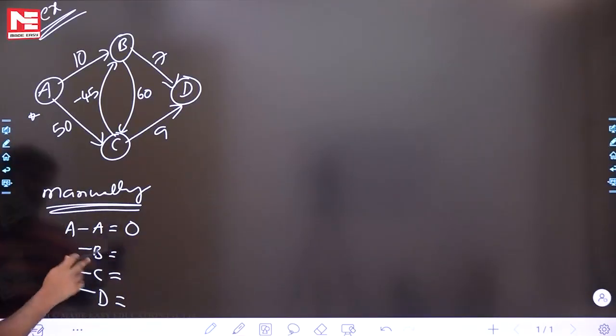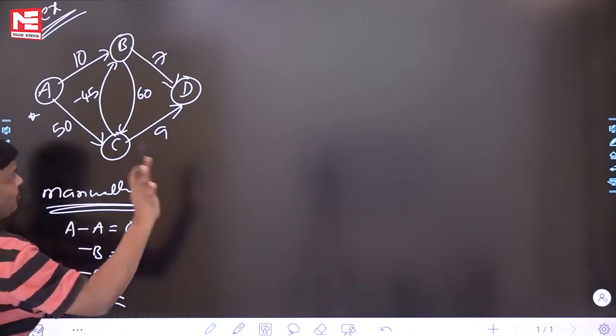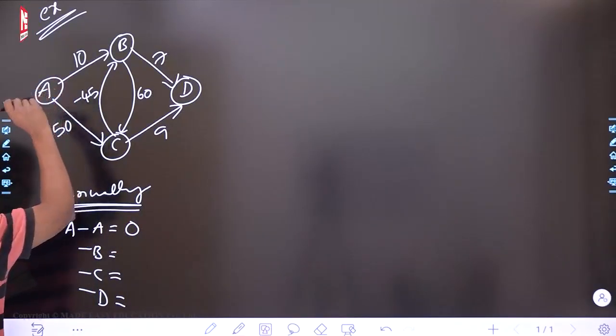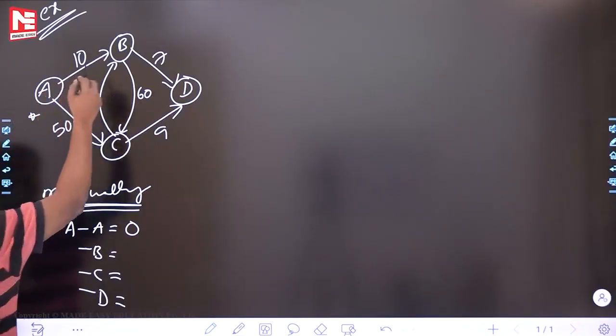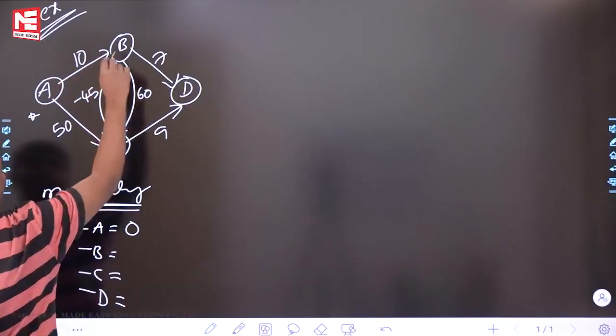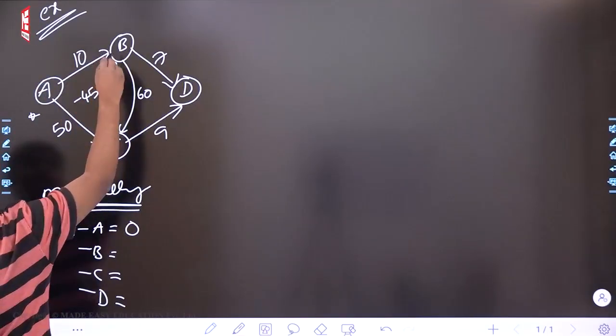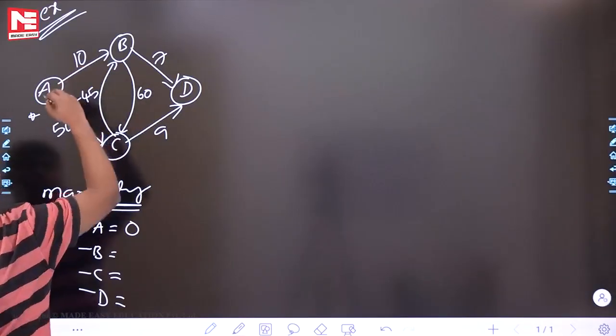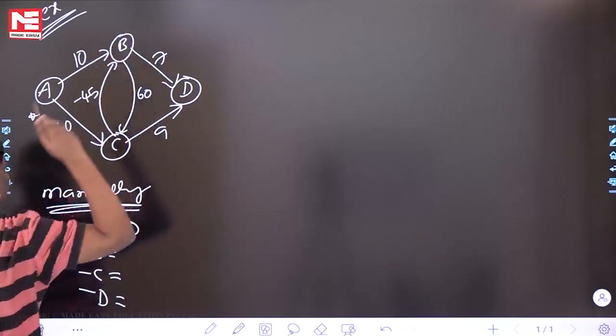Just to do manually, there is no algorithm here, within a few minutes I will do that. So can you help me now? A to B how much? I want the shortest path, A to B. To come to B, how many ways can you come? I want to go A to B, that's okay. I think A to B directly you can come here. You can go A to C, C to B also.